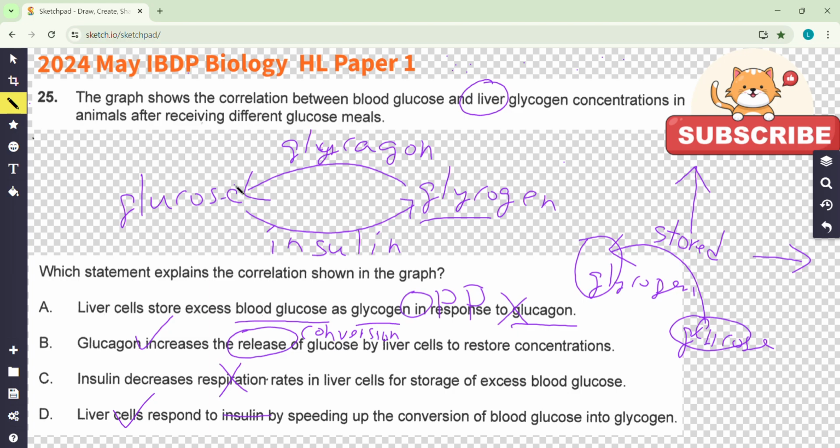Glucagon is not a release of glucose, it's conversion. Okay, to restore the concentration. So I think it's the word that use the conversion. Right? So to my I think the word release is not that accurate. So my point of view, I will choose D.